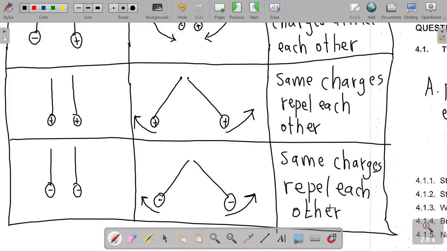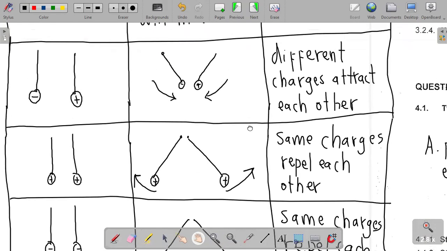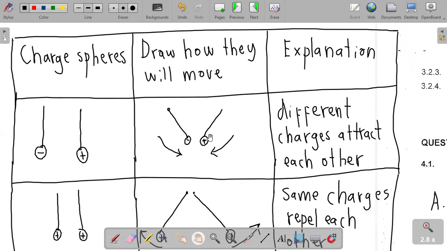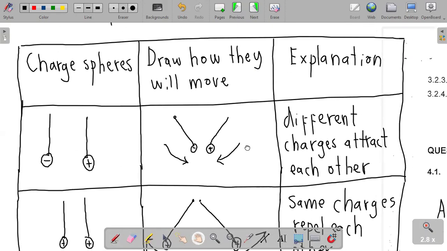So we were required to draw how they will move here, and then to also explain.